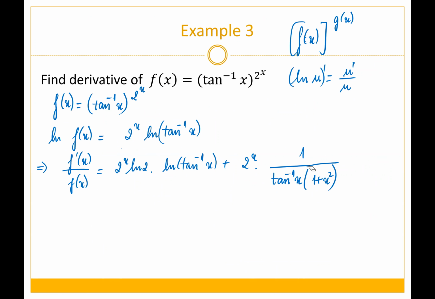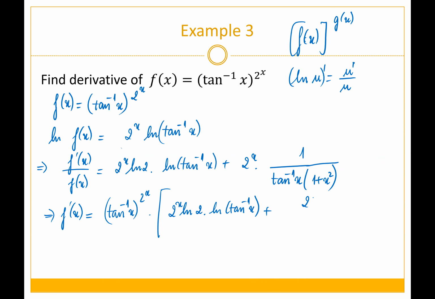Okay. So now we just need to simplify, or you can make sure to put everything not related to f prime of x on the left and everything else on the right. So we have f prime of x is inverse tangent of x to the 2 to the x, times, it's not 2x, 2 to the x ln of 2 multiplied by ln of inverse tangent plus 2 to the x over inverse tangent of x multiplied by 1 plus x squared. So that is my answer for this.